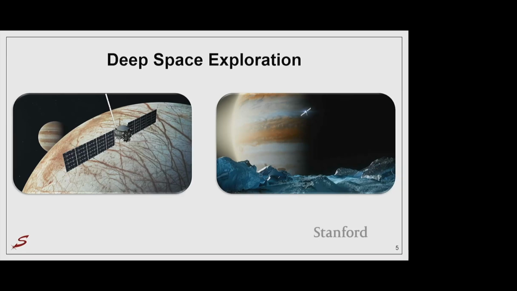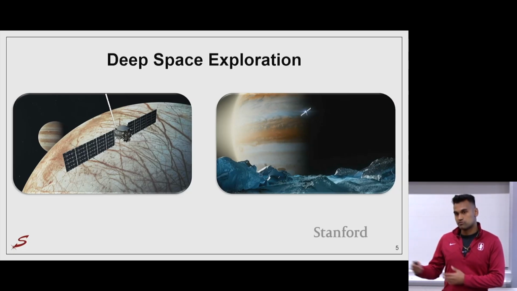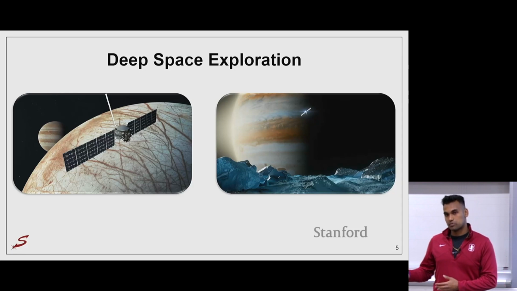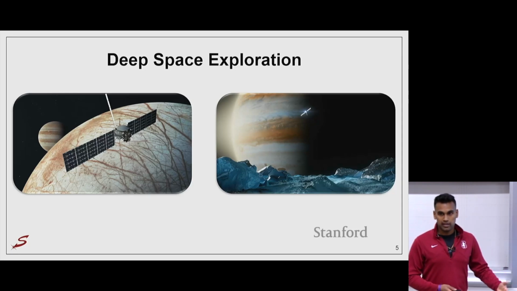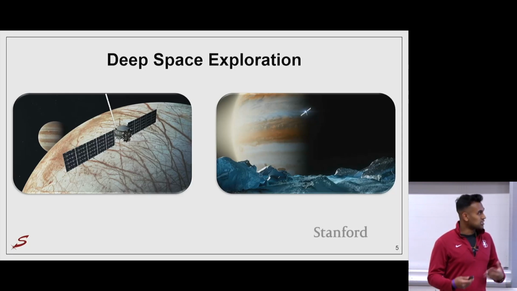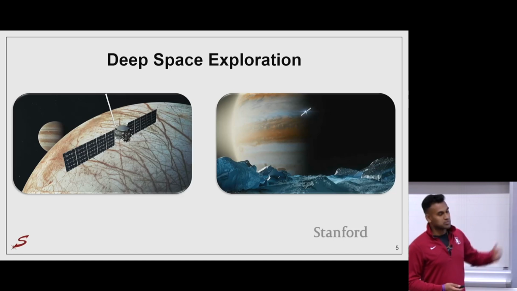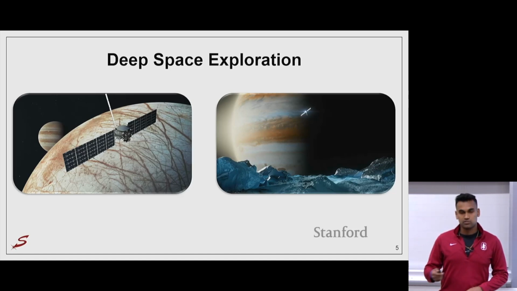For example, deep space exploration. These are some images from the Europa Clipper mission. So that involves visiting Jupiter's moons, and the spacecraft would be influenced by both the forces of Jupiter and the moon, and the dynamics would become different. And so those missions require different dynamics models.